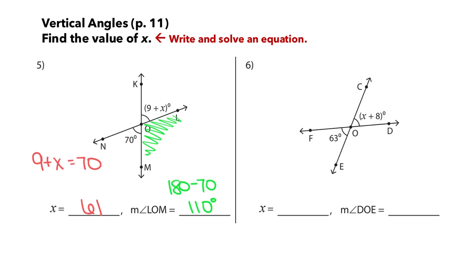Okay, number 6. We need an equation. Juju. I did 8 plus x equals 63. And what does x give you? 55. 55 is correct. And now we want DOE.